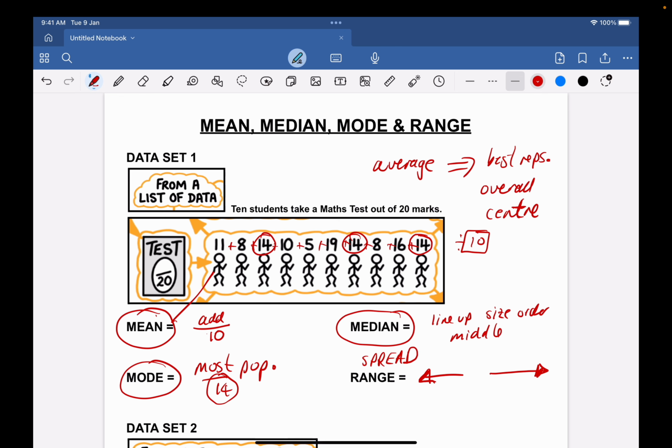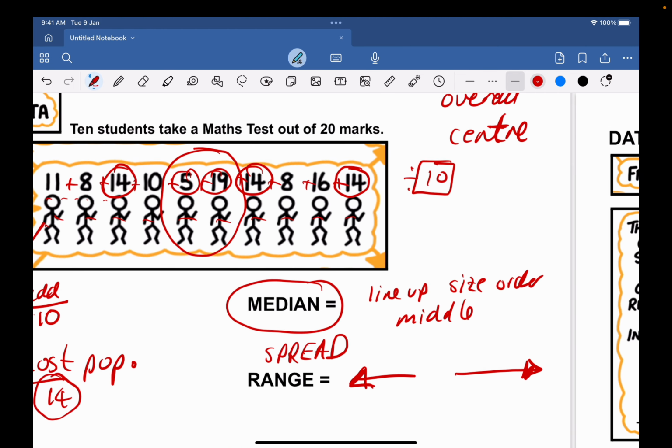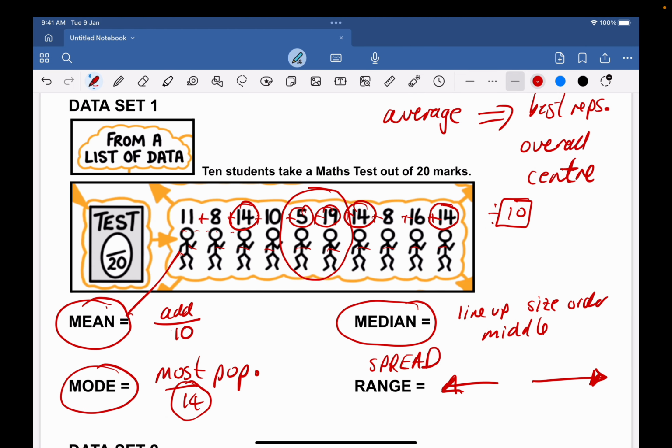The median, actually, if you think about the median as the middle, well, the middle of these 1, 2, 3, 4, 5, 6, 7, 8, 9, 10, these are the middle 2 people, but we've got a 5 and a 19. But this is incorrect because they're not lined up in size order. So for the median, we'd have to line them up in size order. So we'd have to take a little bit of time. Again, this is all non-calculator, right?